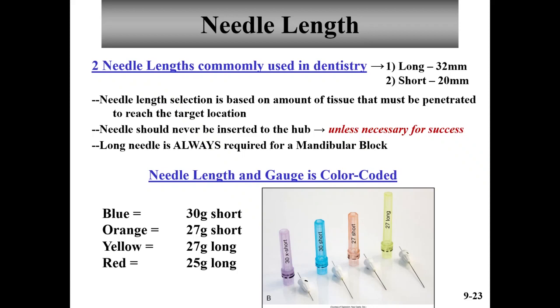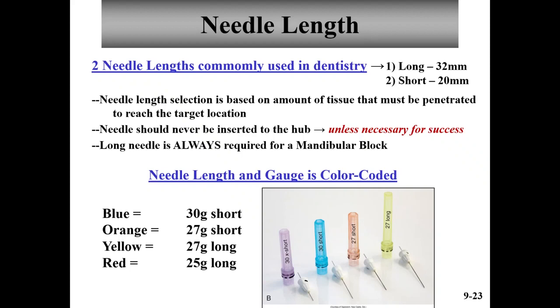Generally, a needle should never be inserted to the hub unless it's necessary for a successful injection. So general rule of thumb is don't go to the hub. When I'm working with you all, you're going to hear me say, go, go, go, keep going, and you're going to say, but I'm almost to the hub. And that's okay. If you haven't gotten to where you need to be, it's okay to go to the hub. You just want to go slowly. And you only go to the hub if it's necessary for the successful injection.